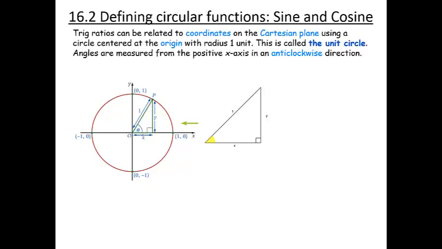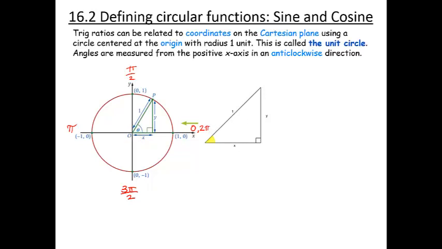When we measure angles on the unit circle, they're measured from the positive x-axis in an anti-clockwise direction. For example, this whole angle here would be 90 degrees, or pi over 2 radians. This would be 180 degrees, or pi radians. All the way down to the negative y-axis would be 270 degrees, or 3 pi over 2 radians. And back down to the x-axis, we started at 0 radians, and that is now 2 pi radians.